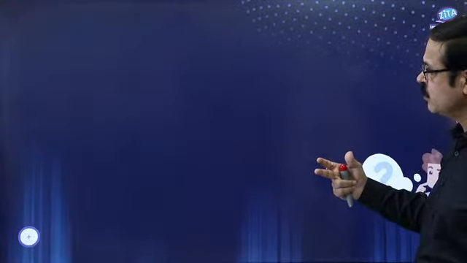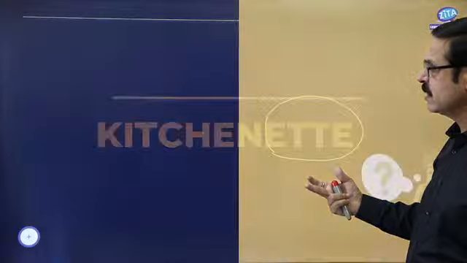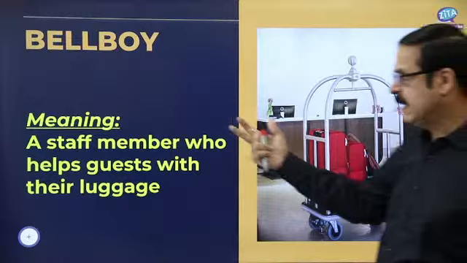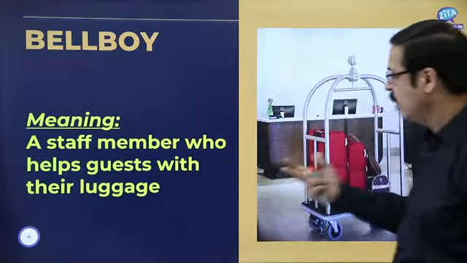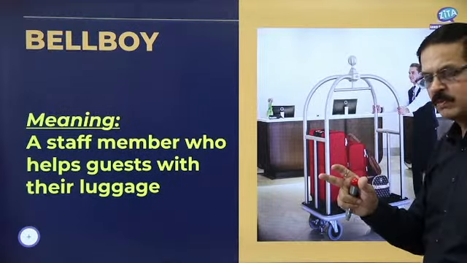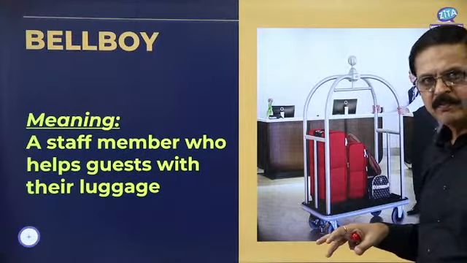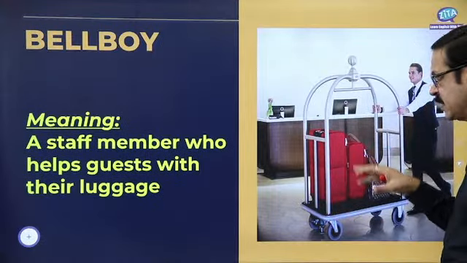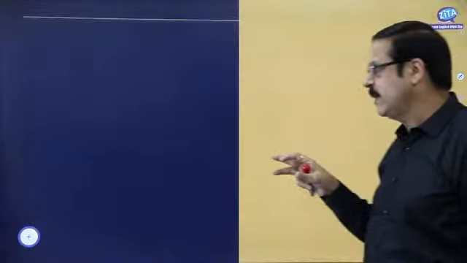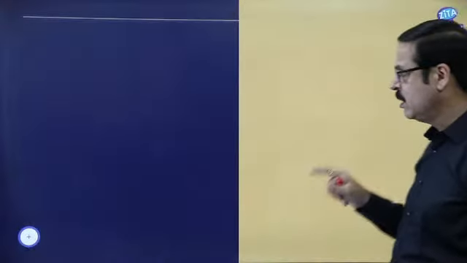So I'll just take you to the bellboy again. This is valet. Okay, this was kitchenette, and this is bellboy. Okay, he does the same thing. Generally the bellboys take your luggage to the rooms, and they have this trolley also. This is called a luggage trolley. In most of the good hotels, you will get this luggage trolley, and then there will be a bellboy. Why are they called a bellboy? Because when you press that particular bell button, these people will come.